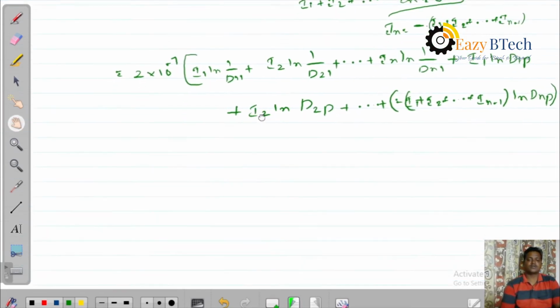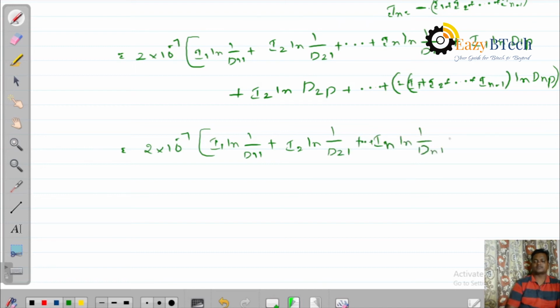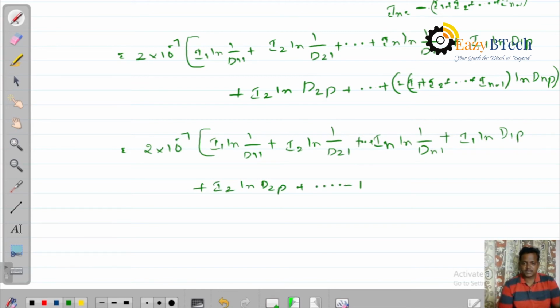From that expression, what you get is 2 into 10 power minus 7 in bracket I1 ln 1 by d11 plus I2 ln 1 by d21 plus up to In ln 1 by dn1 plus I1 ln d1p plus I2 ln d2p plus up to we can get it is minus I1 into ln dnp.